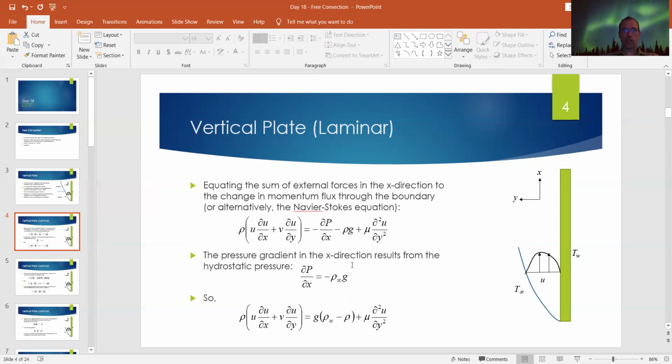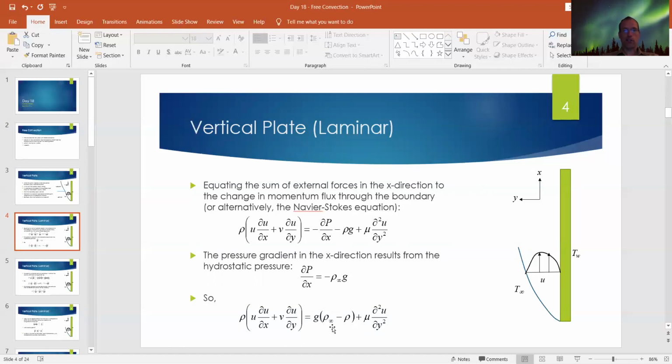My pressure gradient in the x direction comes from the hydrostatic pressure of the fluid. And so here I have a rho infinity, essentially the density of the fluid out here that hasn't been changed, compared to this rho, which is the density of the fluid inside my boundary layer. That is the stuff that does change and is the reason for the motion. So plugging that in, I get this term g(rho infinity minus rho), and that's basically my buoyancy driven term. This is what's actually causing the motion: the density difference between the free stream and the density inside the boundary layer.